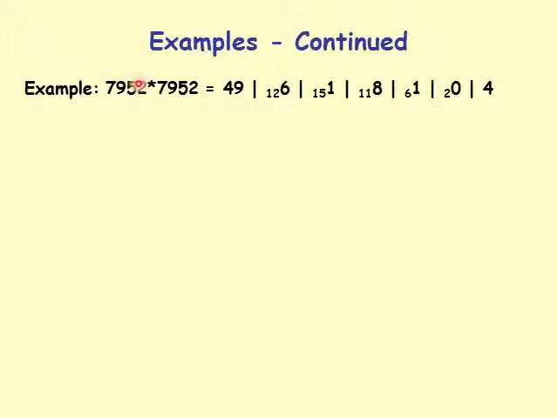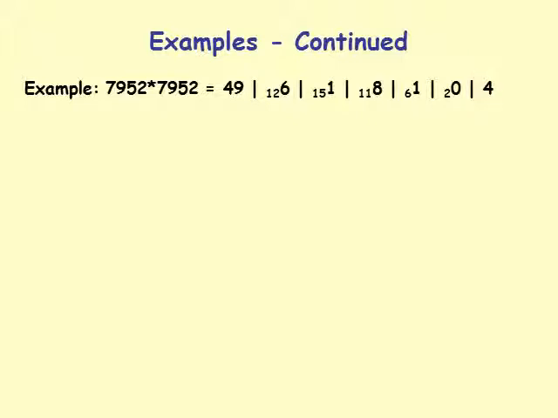7 times 2 is 14 times 2 is 28. 9 times 5 is 45. 45 times 2 is 90. 90 plus 28 is 118. Now we got 3 digits here, 952. 2 times 9 is 18. 18 times 2 is 36. Plus 25. That's 61 here. Now 2 digits here. 2 times 5 times 2 is 20. That's 20 here. The last digit left here, 2 times 2 is 4.